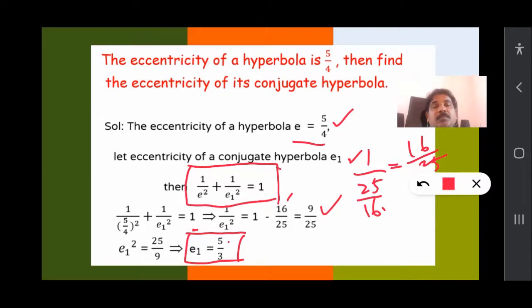This is the most important condition: 1 by e1 square plus 1 by e square is equal to 1. Using this condition, we find e1 is equal to 5 by 3. This is a most important question for 2 marks in the hyperbola chapter.